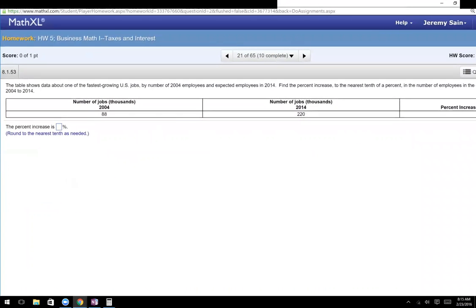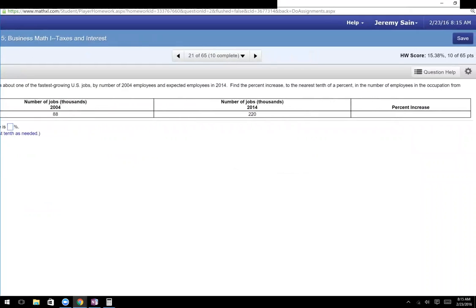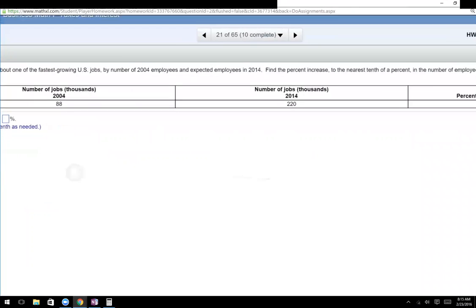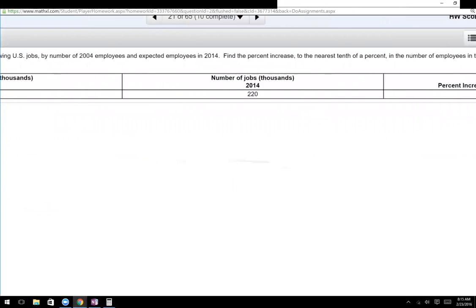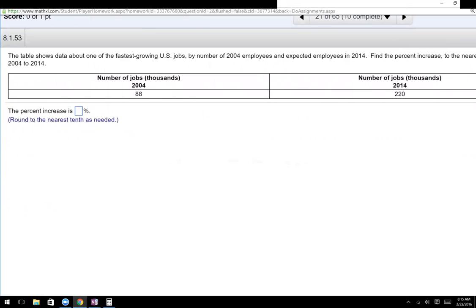All right. The table says one of the fastest growing jobs is that. Find the percent increase for the number of people in that occupation. Okay, so we started with 88. We went up to 220. So if I just wanted to say 220 is what percent of 88, then I would go 220 divided by 88, because 220 is the part, even though it's bigger, and 88 is the whole that we're comparing it to.